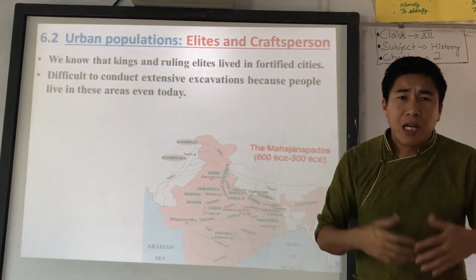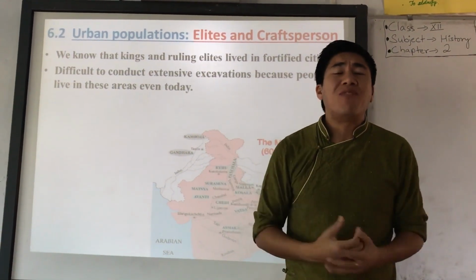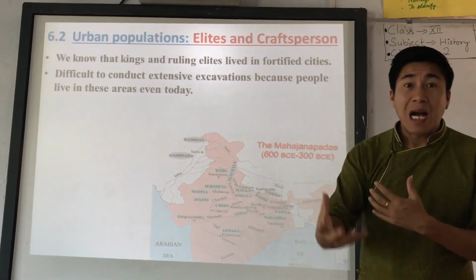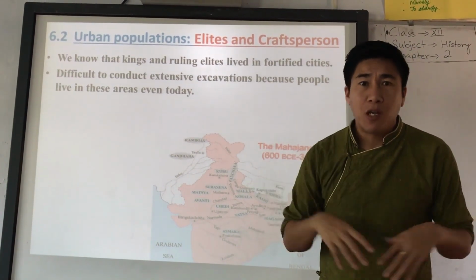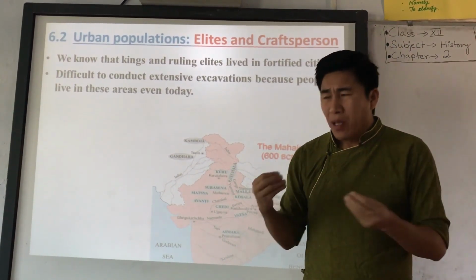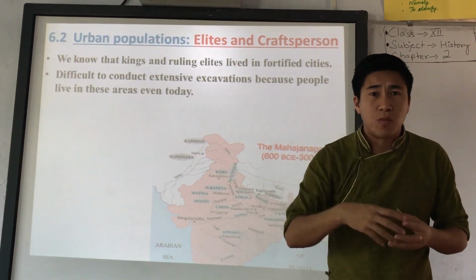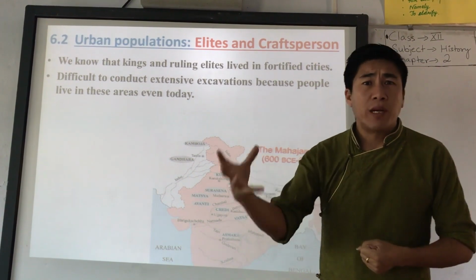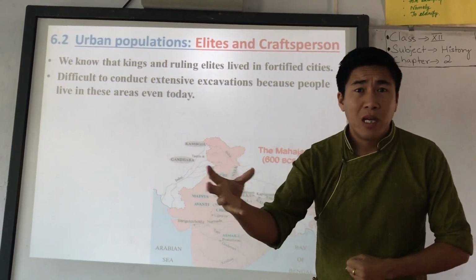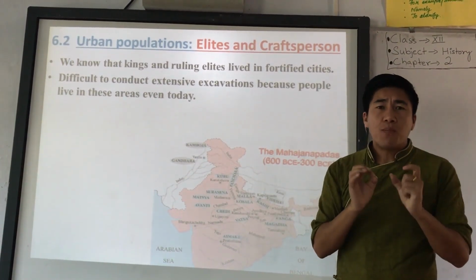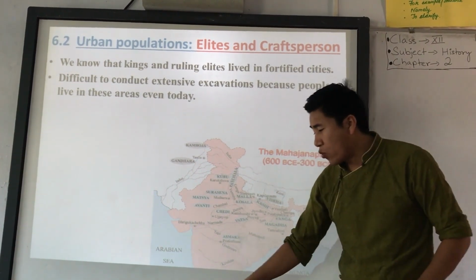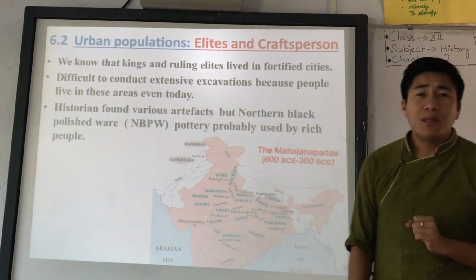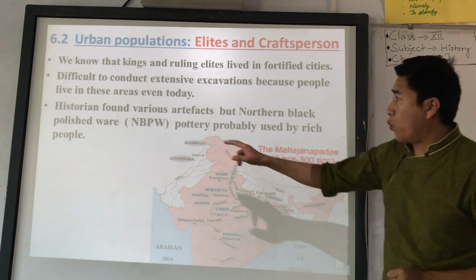But fortunately, archaeologists found different kinds of artifacts. Through those artifacts, they know that this area belongs to an urban center. Many artifacts are given in your textbook: coins, different kinds of pottery, ornaments, tools, weapons. But one of the most important artifacts they found was one pottery, the Northern Black Polished Ware.